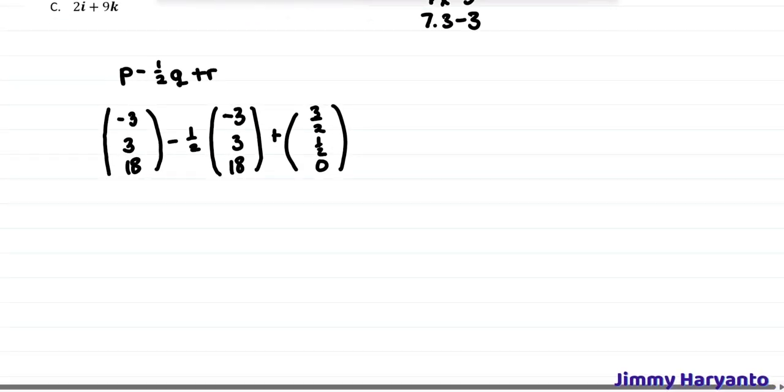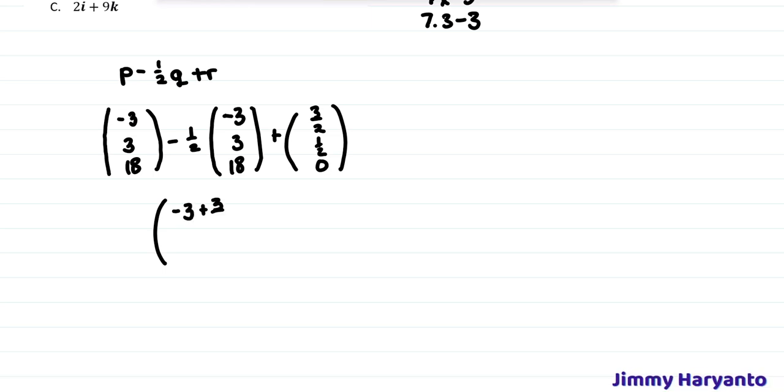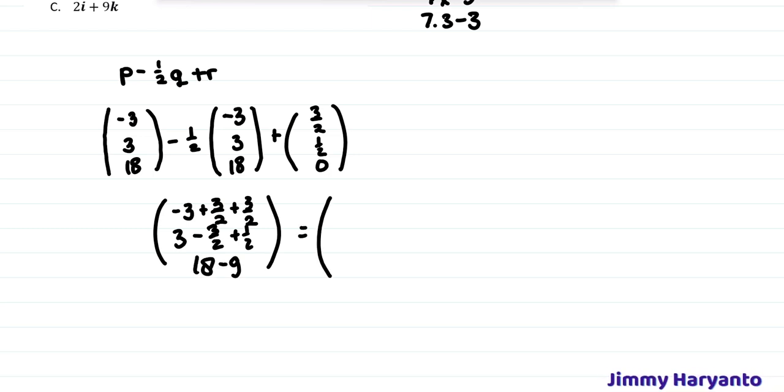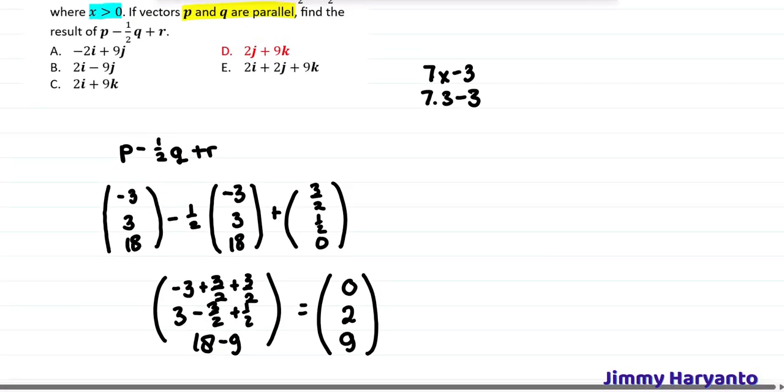Okay, let's calculate this. For the first one, you will have negative 3 plus 3 over 2 plus 3 over 2. For the second one, you'll have 3 minus 3 over 2 plus half. For the third, you will have 18 minus 9. And overall, the result will be negative 3 plus 3 equals 0. And then this one is 3 minus 1 equals 2, and then this one is 9, so 2j plus 9k.